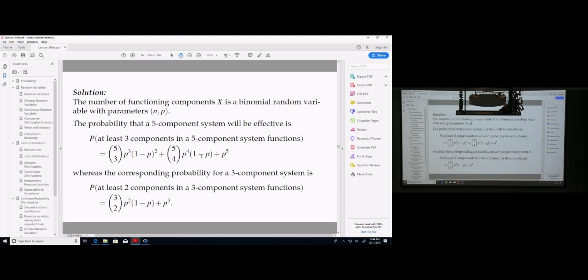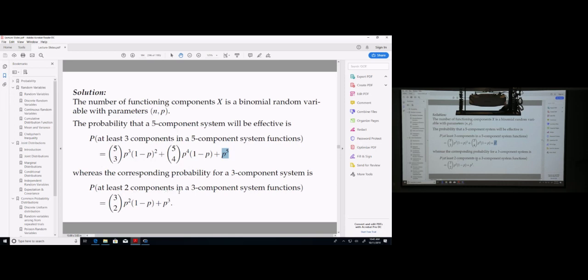So this is how it's done. The number of functioning components X is a binomial random variable with n and p. For a 5-component system to be effective, you need just 3 components, 4 components, or 5 components. Now, in fact, you can write it as 5 choose 5, p to the power 5, and 1 minus p to the power 0. But 1 minus p to the power 0 is 1, and 5 choose 5 is also 1. That is why it's just written as p to the power 5. So you have this.